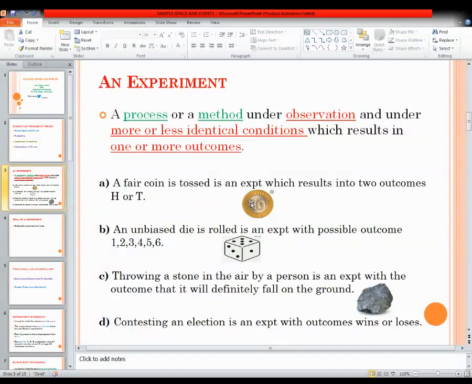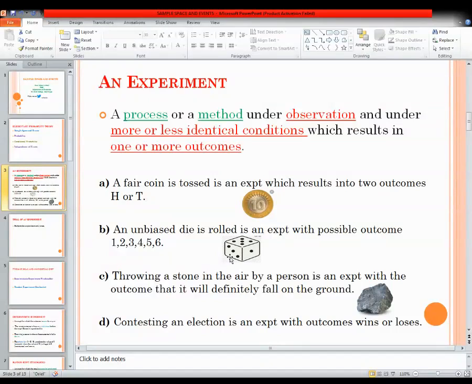So this is called an experiment. That means in this case, the outcomes are one or more outcomes. In this example, the outcomes are two. If you take one more example, see this is a die. Can you see this? So this figure represents a die.